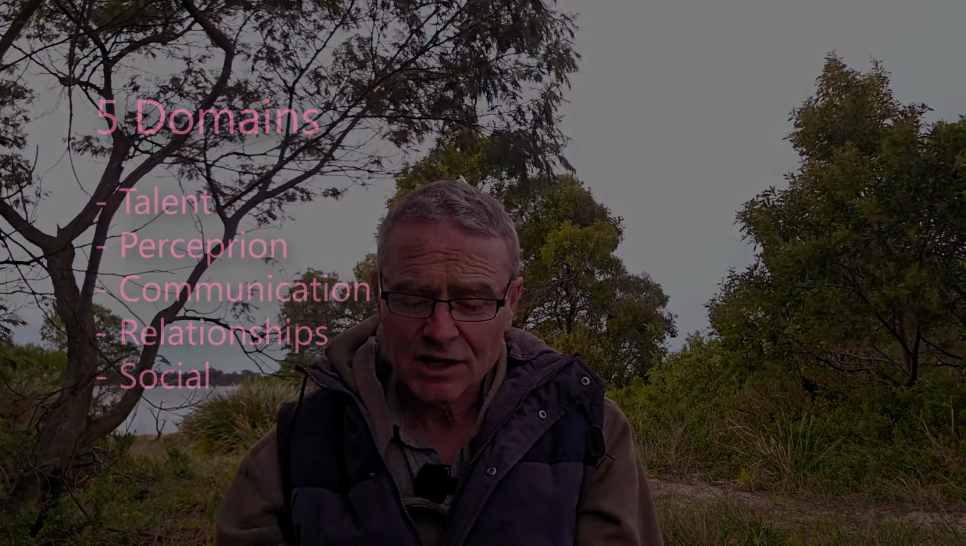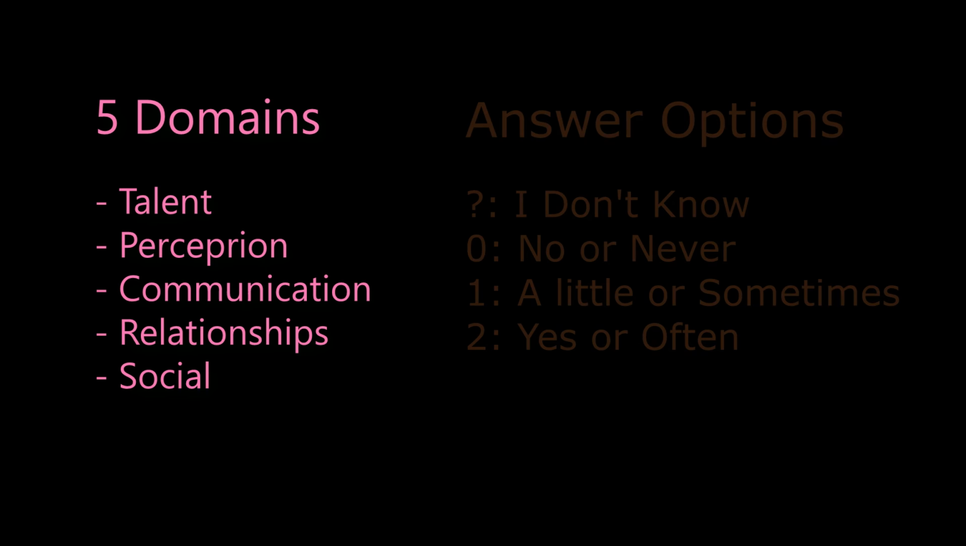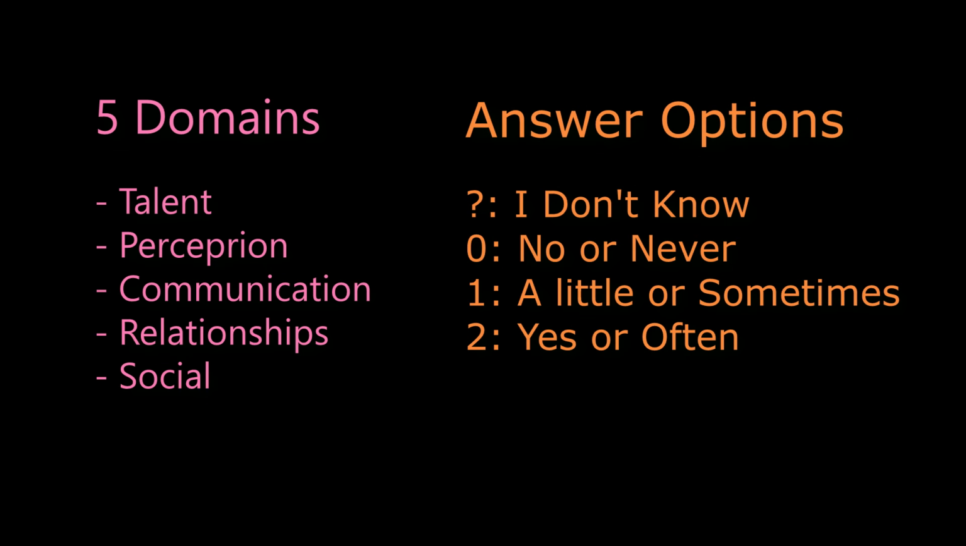Okay, so onto the test itself. The Aspie Quiz is broken into 5 domains: talent, perception, communication, relationships, and social. Each question has 4 possible answers. Question mark, which is I don't know. 0, which is no or never. 1, which is a little or sometimes. And 2, yes or often.